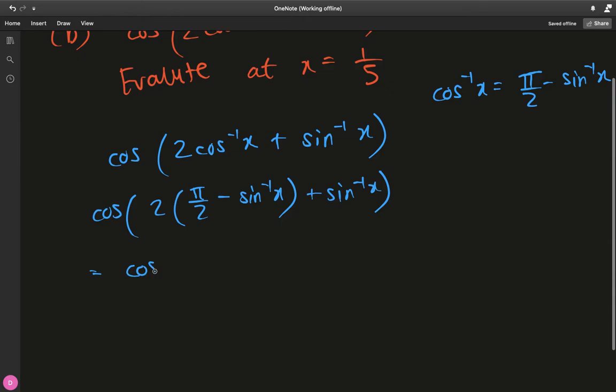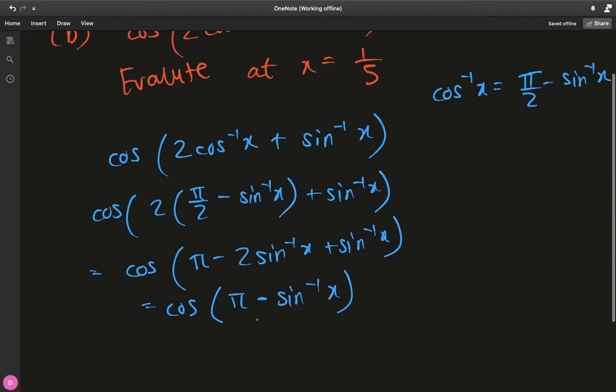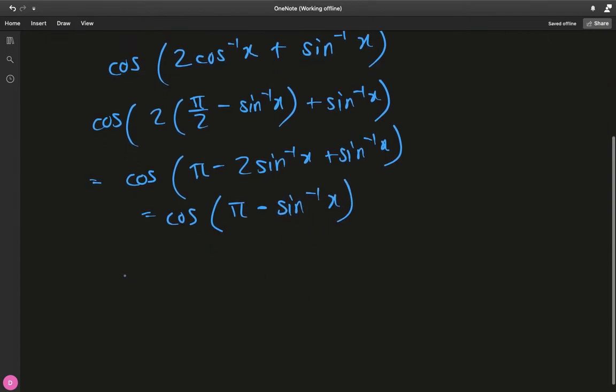So that becomes cosine of pi minus 2 sine inverse x plus sine inverse x, which becomes cosine of pi minus sine inverse x. Now cosine of pi minus some angle is negative cosine of that angle, which is negative cosine of sine inverse x. Now cosine of sine inverse is square root of 1 minus that angle squared. We still have the negative though.